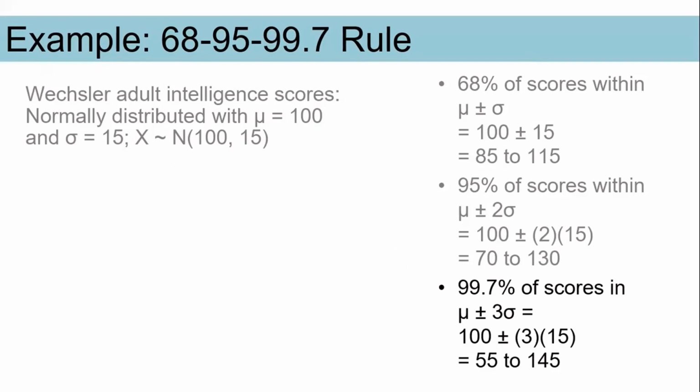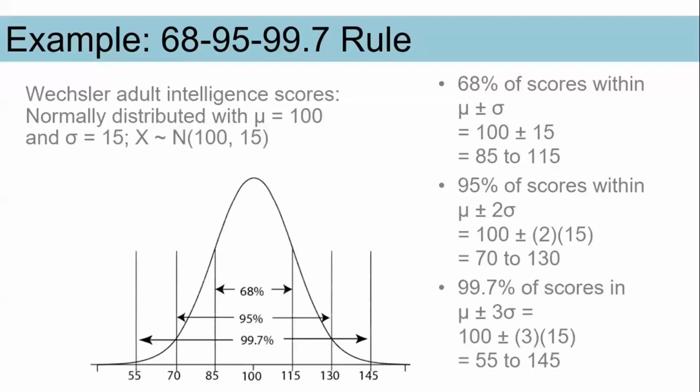This means that those people who got 55 to 145, it is expected that there are 99.7% of them. Again, assuming that they follow a normal distribution. So this is how it looks.